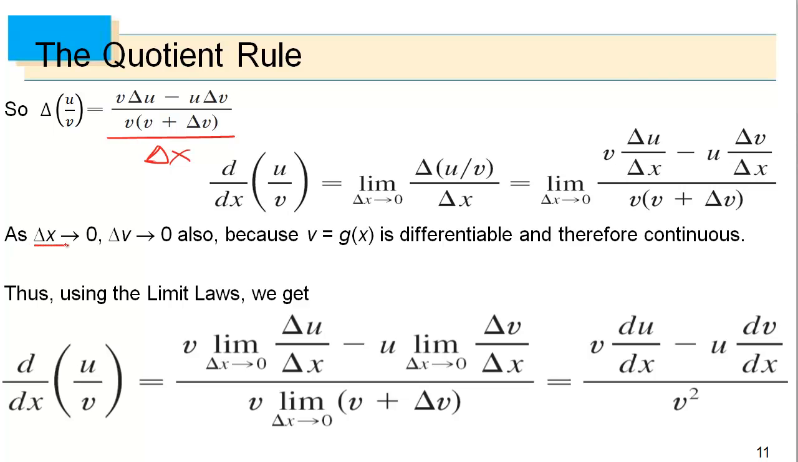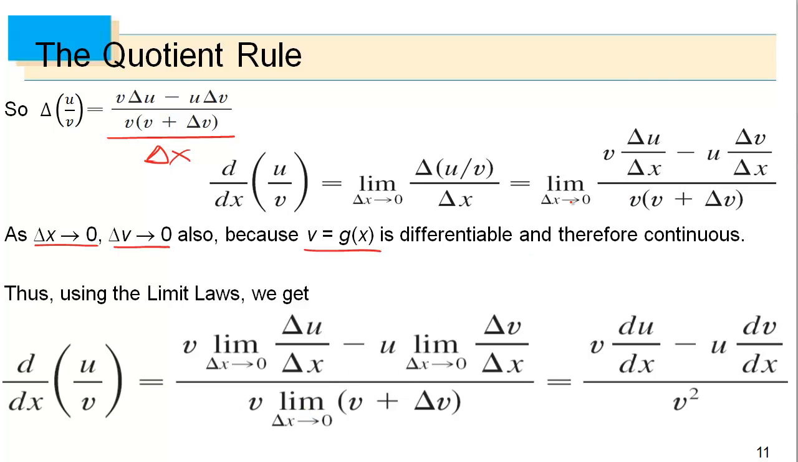Now, as delta x goes to 0, we can see that delta v goes to 0, also because v equals g of x is differentiable and therefore continuous. Thus, using the limits, we get this stuff, which is where we were right here. And then we can now bring these limits inside of all of these. We can bring it inside v, we can bring it inside u. We're basically taking those constants out because they're not changing. Same thing on the bottom. We're taking the limit of a quotient, the same thing as the quotient of the limits, so we're bringing this one inside.